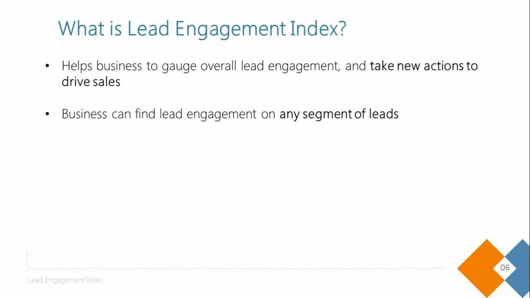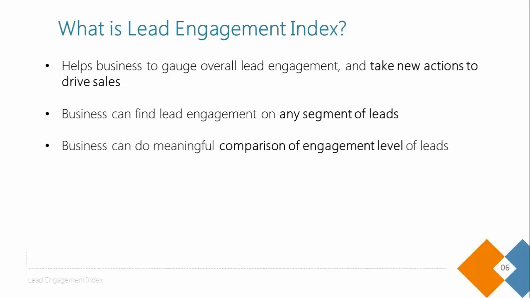You can zero down the leads which are engaged and also find groups of leads. Typically in any lead management system, you'd be segmenting leads on certain criteria, and you can figure out whether a group of leads, for example, leads from a particular source or leads belonging to a particular city, are engaged or not. And you can do meaningful comparison of engagement level of leads.